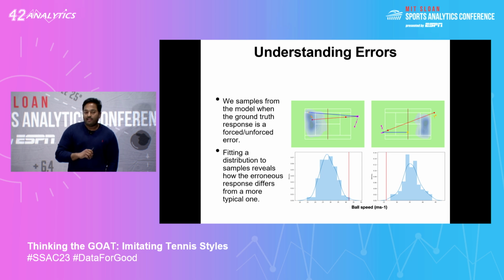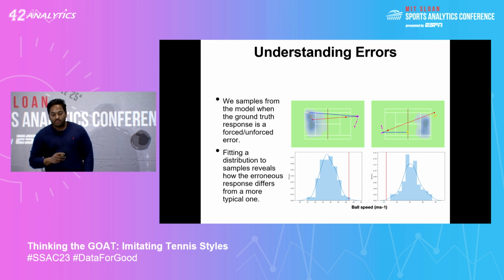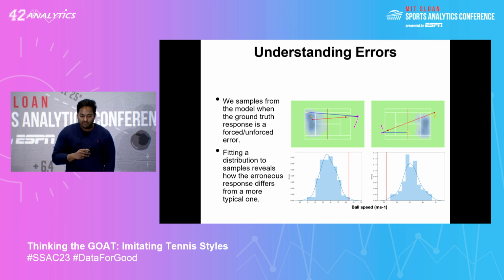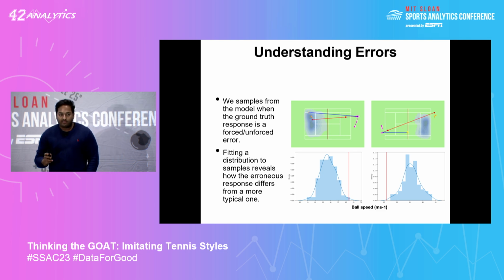On the left-hand error, Djokovic is hitting way, way faster than he normally would be. And on the other one, he hits it into the net because he's hitting the ball too slow.